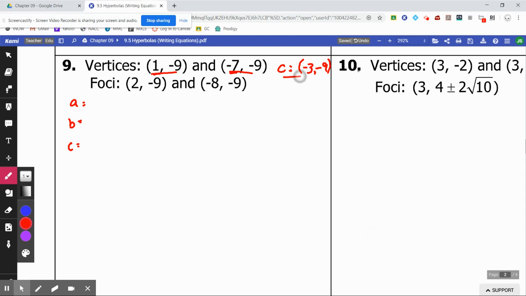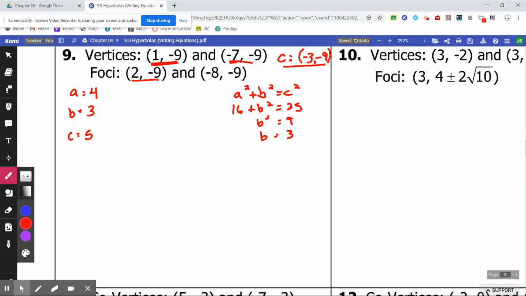A value is the distance from the center to a vertex. That'd be a distance of 4. Since we have the foci, the distance from the foci to the center would be our C value, so that would be a distance of 5. To figure out what our B value is, again, we're going to use Pythagorean theorem. A squared plus B squared equals C squared gives me 16 plus B squared equals 25. Subtract 16 gives me B squared is 9. So therefore B would have to be 3. That is a 3, 4, 5.